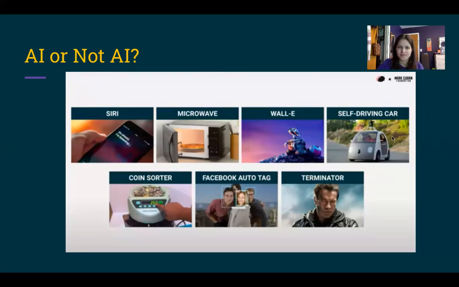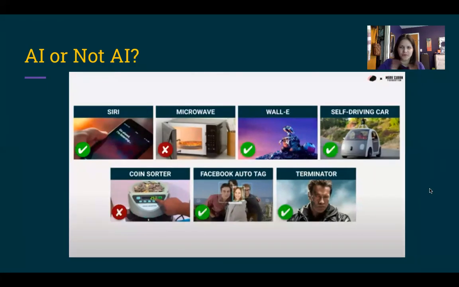I think most of these are pretty easy to figure out. You probably eliminated microwave and coin sorter right away as not examples, because all you're really doing there is pressing buttons, and then it's just doing something that was already programmed into it. There's no decision making there. And then Wall-E and Terminator, obviously artificial intelligence, obviously not real, but definitely artificial intelligence doing things that normally only humans are able to do.